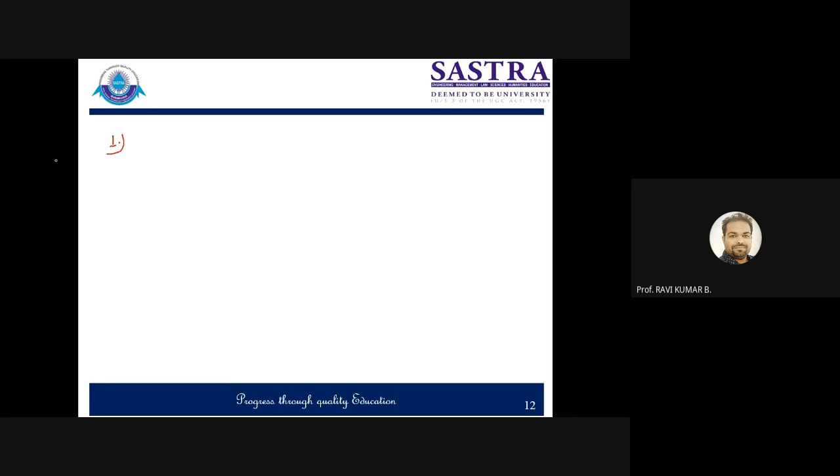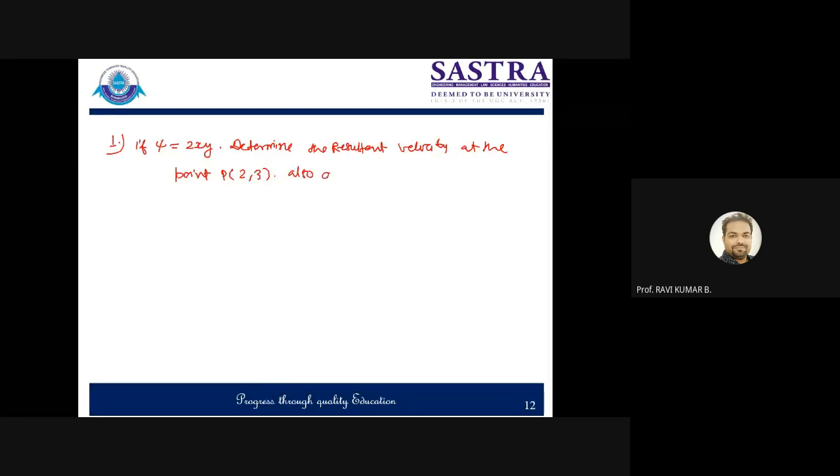The question will be something like this. If psi is equal to 2xy, which will be given for any kind of flow domain, determine the resultant velocity at the point (2, 3), and also determine the form of phi. What is the form of phi?